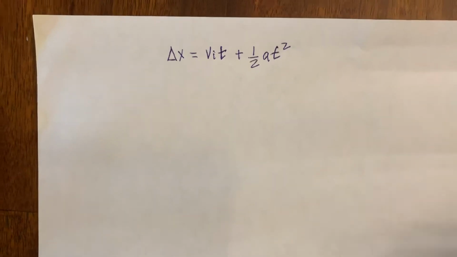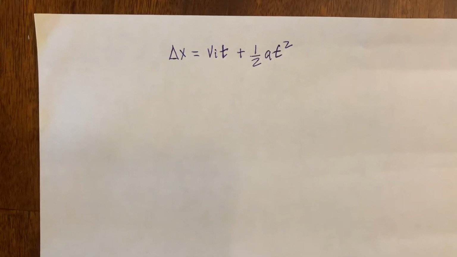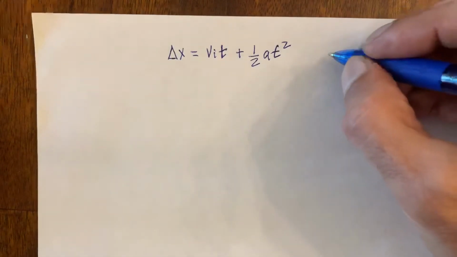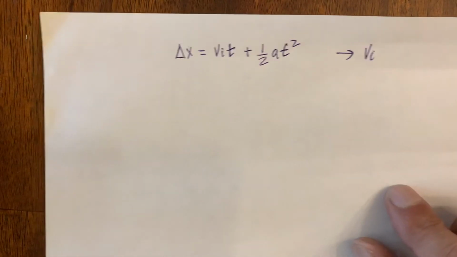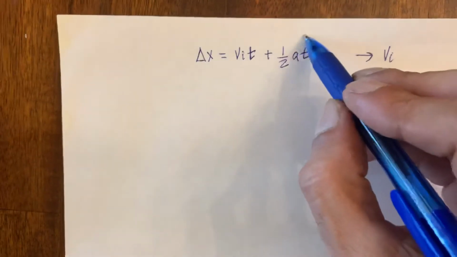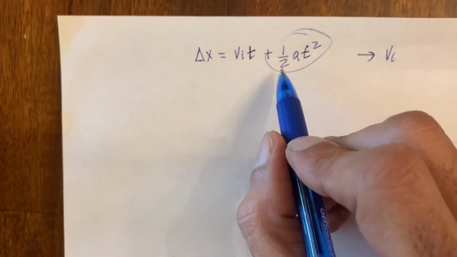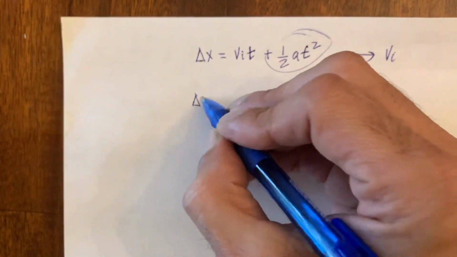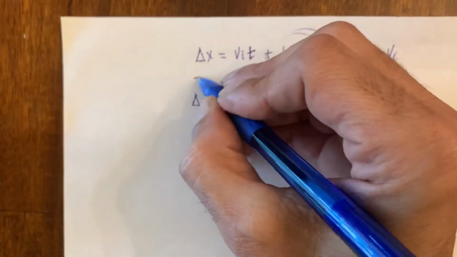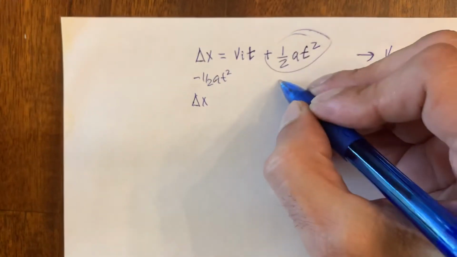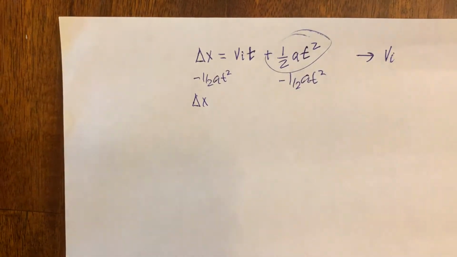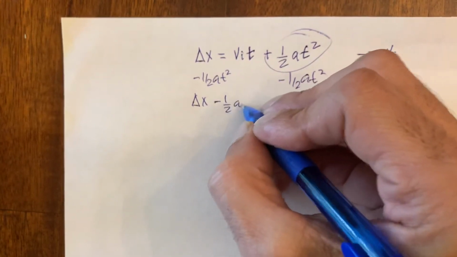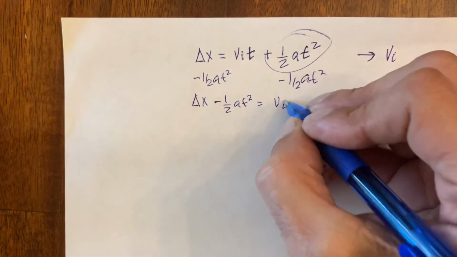Hello again. All right, now we have a slightly different equation here, and we'll go ahead and solve for VI first. Right off the bat, this whole thing has no VI part to it, so the idea is to get VI by itself, so let's get rid of this whole thing. I'm going to subtract minus 1/2 AT squared from both sides. That gives me delta x minus 1/2 AT squared is equal to VI times t.